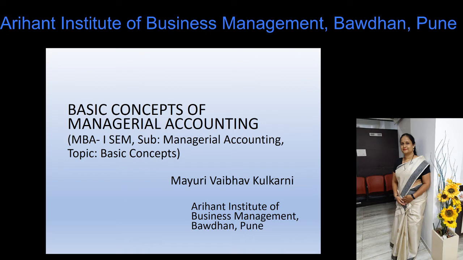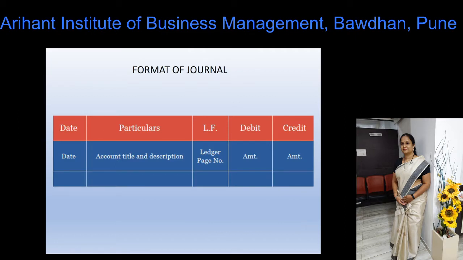Now let us start to understand the format of different accounting statements which we need to prepare while recording our transactions. So first, journal. This is the very basic and important record, where the first record of every business transaction has to be done. This is the format in which you need to write date, then account title and description in a particular column, then ledger folio number and debit amount and credit amount. So this is the format of journal.